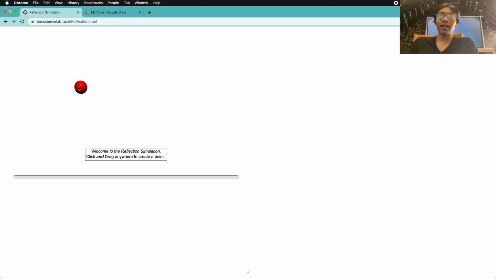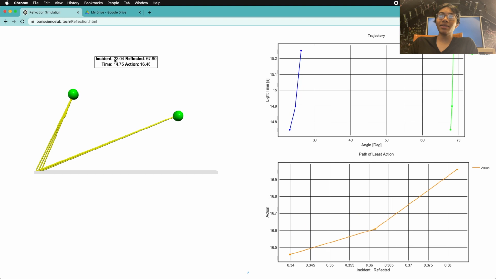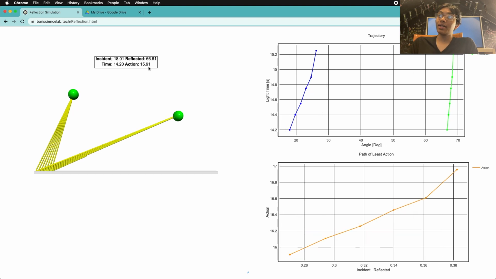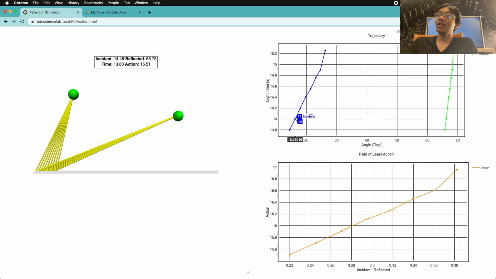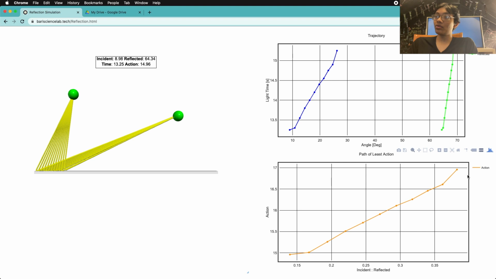I'll click and drag to create a point, and click and drag again to create the endpoint for my light ray. Let me zoom out, and you'll see the angle of incidence, reflection, time, and action all being printed out. I have my angle of incidence in blue, an angle of reflection in green, and my action in orange.